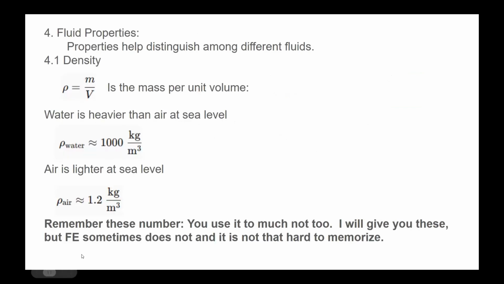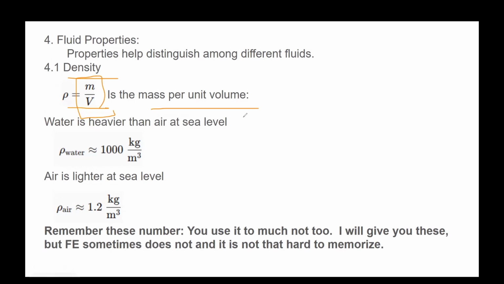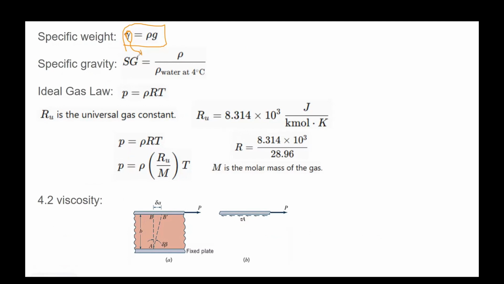Anyway, fluid properties. The properties help distinguish different fluids. There is density over here. Density is mass over a unit volume, very powerful. And over here, you can see that water is heavier than air. Over here, specific weight. Very interesting that they use this over here because we'll use this for other stuff too, so be careful what they mean by it in the particular questions. Specific gravity is kind of used for statics, fluid statics, and then left behind.